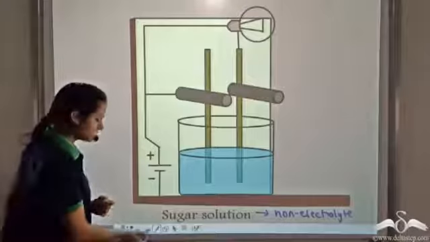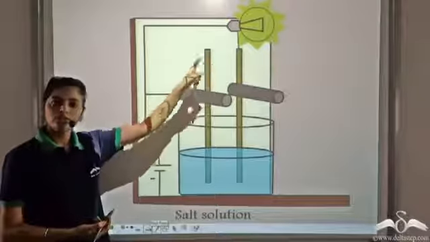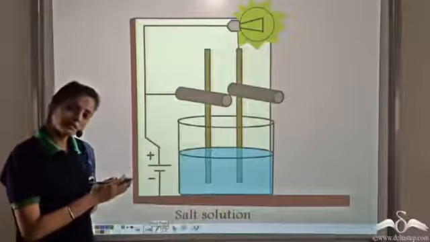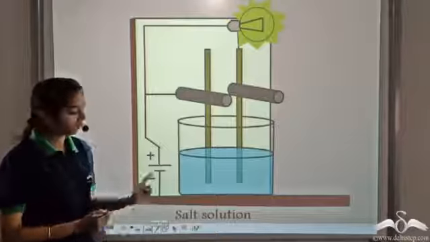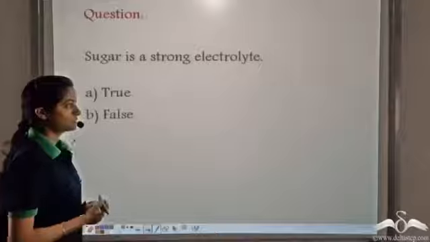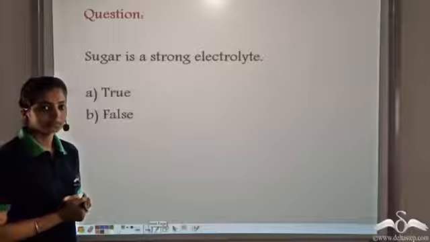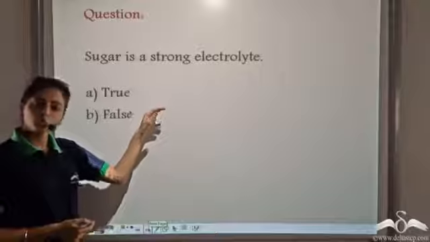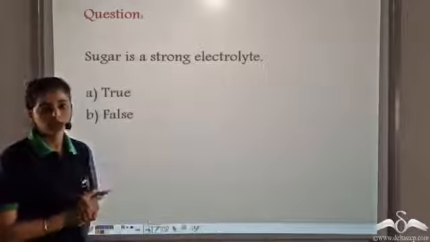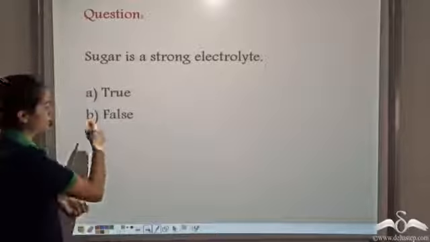Now let's take salt solution. In salt solution, we see that the bulb glows. This means that salt solution is leading to the formation of ions which conduct electricity. Therefore, salt solution is a strong electrolyte. So is sugar a strong electrolyte? Sugar in molten state or in the aqueous state does not conduct electricity. Therefore, sugar is a non-electrolyte and it is not a strong electrolyte.